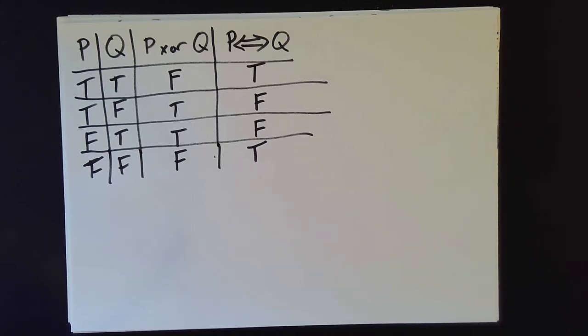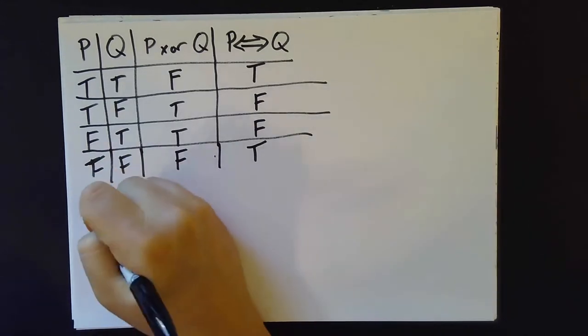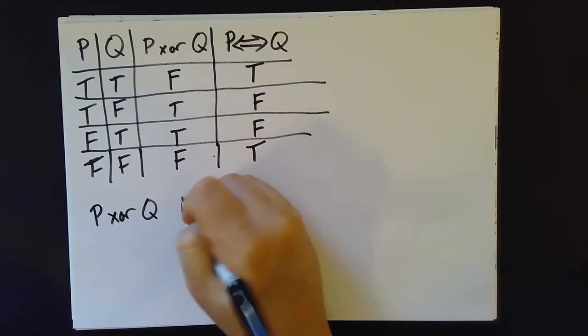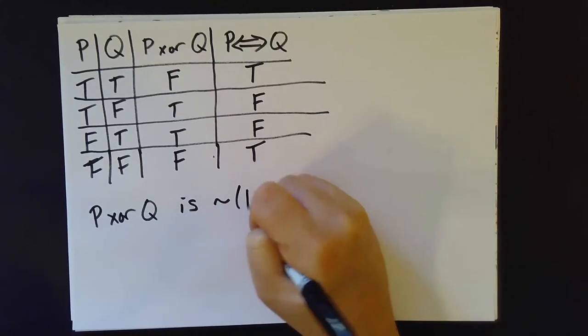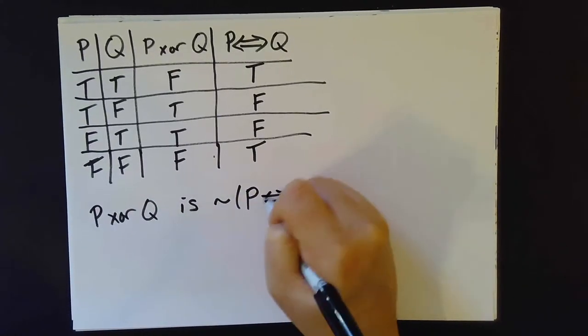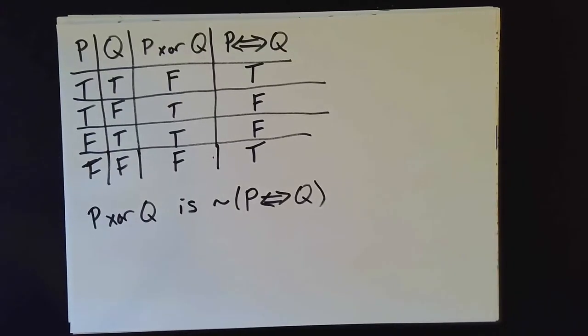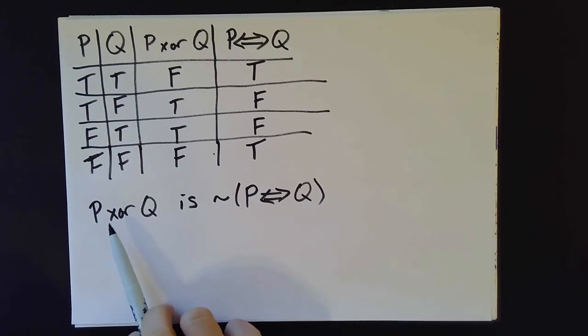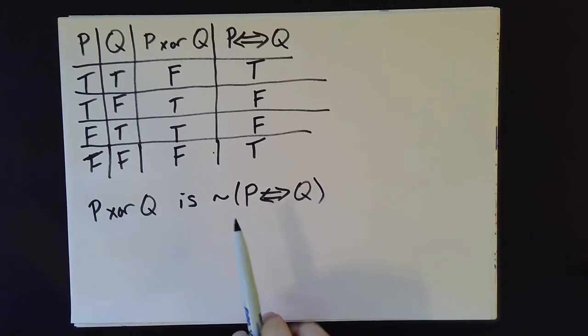That's right, Greta, they're opposites. And so in fact, P XOR Q, this thing is the negation of P if and only if Q. So this is a pretty natural way, I think, to think about where the exclusive OR comes up. It's exactly the negation of the biconditional.